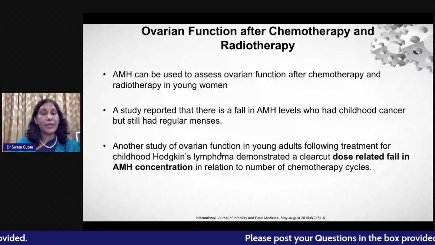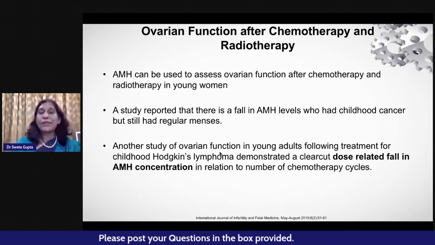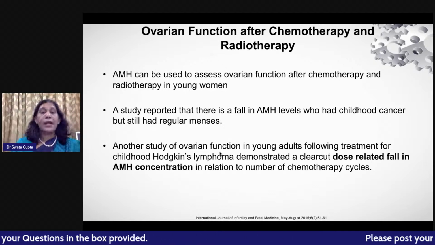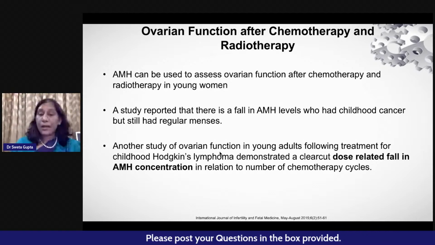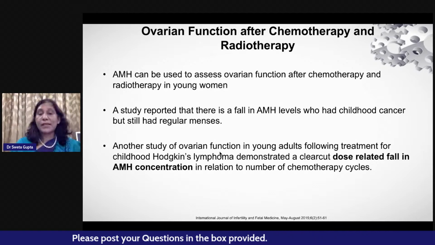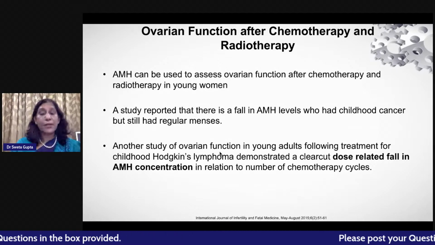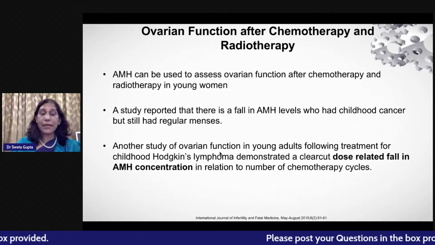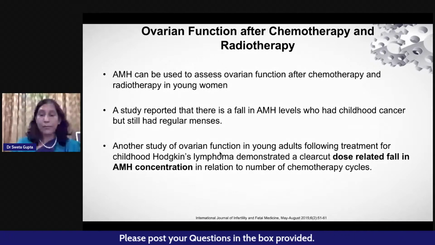it can affect the ovarian function. So, AMH can be used to assess ovarian function after chemotherapy or radiotherapy in young women. There is a study in Hodgkin's lymphoma where this AMH test is used to assess the ovarian function, and it demonstrated a clear-cut dose-related fall in AMH concentration in relation to the number of chemotherapy cycles.